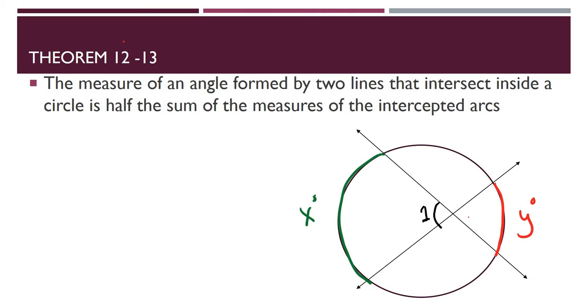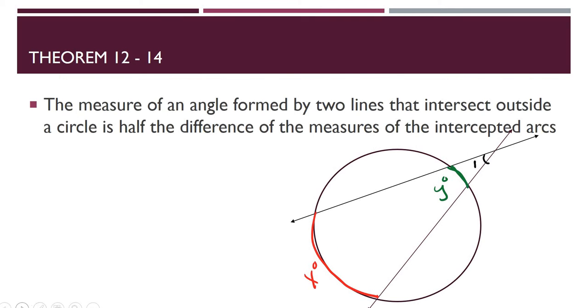So here's my angle formed by two lines that intersect inside a circle. They do not have to intersect at the center of the circle. Anywhere in the circle is fine. So angle 1 is half the sum of x plus y. So the measure of angle 1 is half of x plus y, the intercepted arcs. That's theorem 12.13. We have one that is similar we're going to look at before we do some problems.